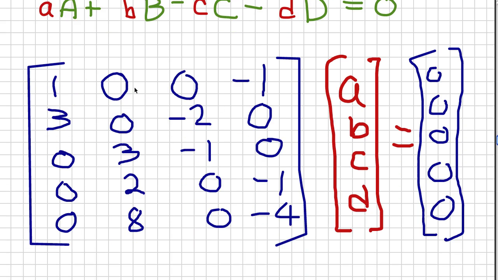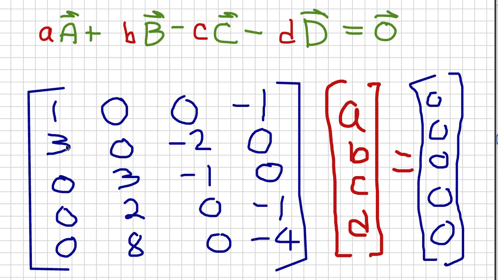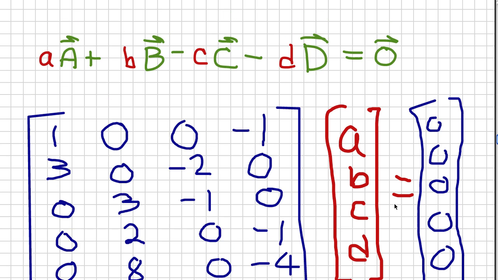Okay, here's my array matrix. Here's my constants that I need to solve for. So this is 1 times A plus 0 times B plus 0 times C minus 1 times D equals 0. This is 3 times A plus 0 times B minus 2 times C plus 0 times D equals 0. 0 times A plus 3 times B minus 1 times C plus 0 times D equals 0, and so on.